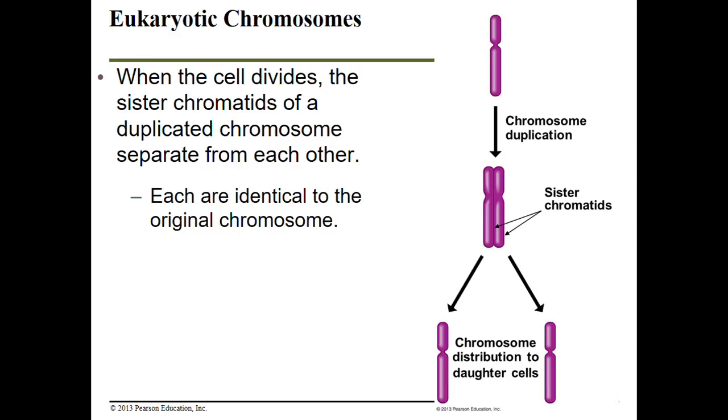Here's a nice pic of how it works. So we have our original parent cell right here. We double the chromosome, duplicate. We get identical copies. The sister chromatids are joined at the centromere. And for each new cell, we make sure each gets one copy of the chromosome. So chromosome distribution to daughter cells. And remember, daughter does not mean female. It's just talking about the offspring cells.